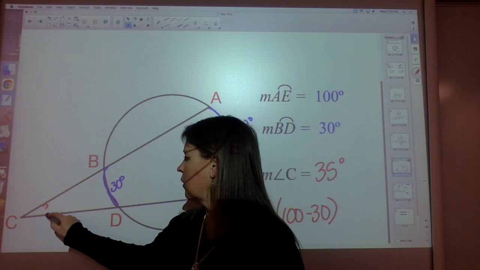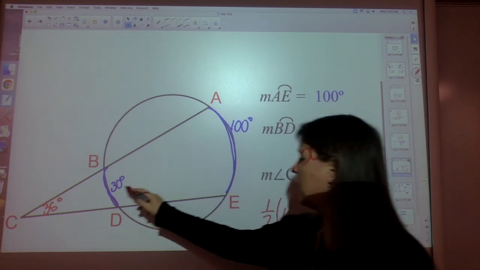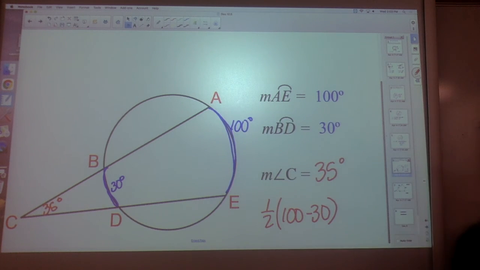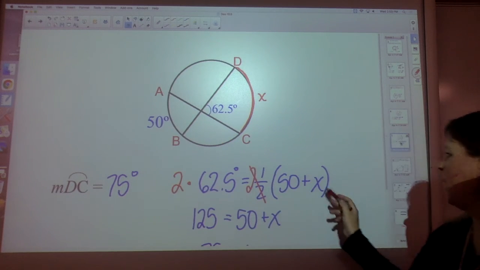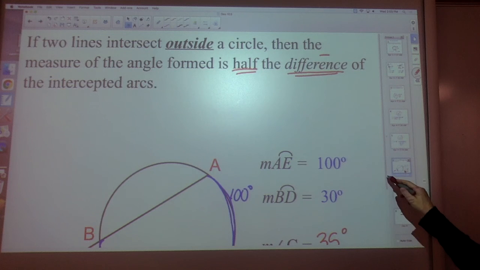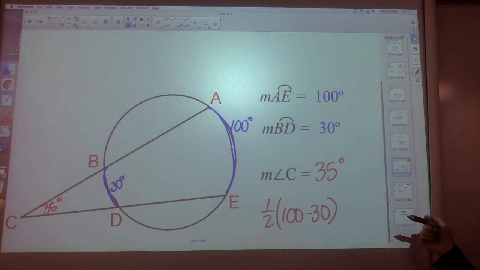They somehow figured out that when they're outside of the two arcs, you subtract them and cut it in half. When it's inside the two arcs, you add them and cut them in half. You just have to remember which is which.